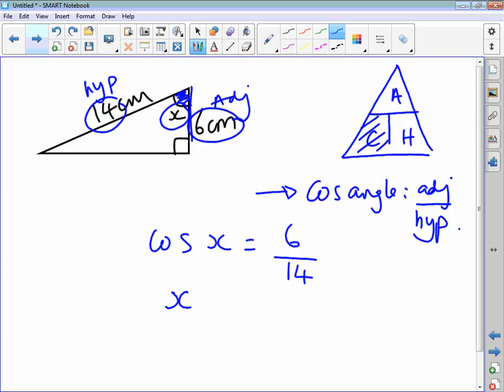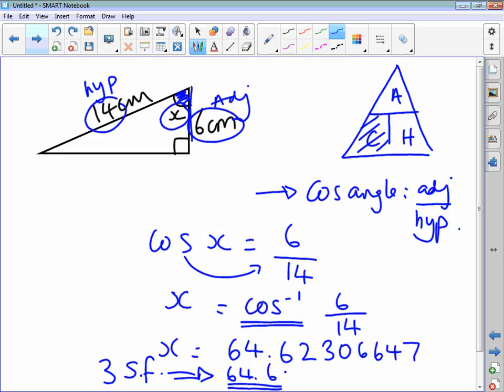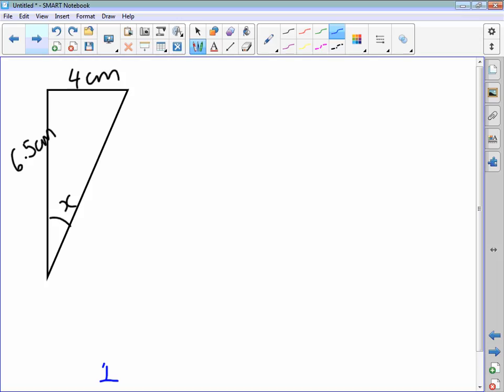Now again, we need to get x by itself on this side and move the cosine over here. So we do that inverse again, so inverse cosine of 6 over 14. Put that into the calculator, getting this by doing shift and then cosine. That gives us an answer of 64.62306647. Again, if we're rounding to 3 significant figures, which is quite common, that would be 64.6 degrees as our final answer.